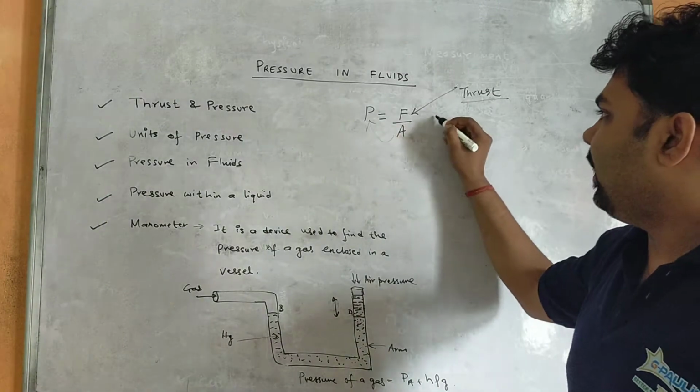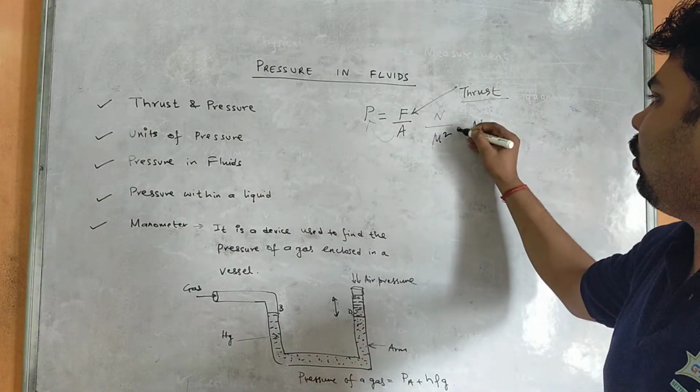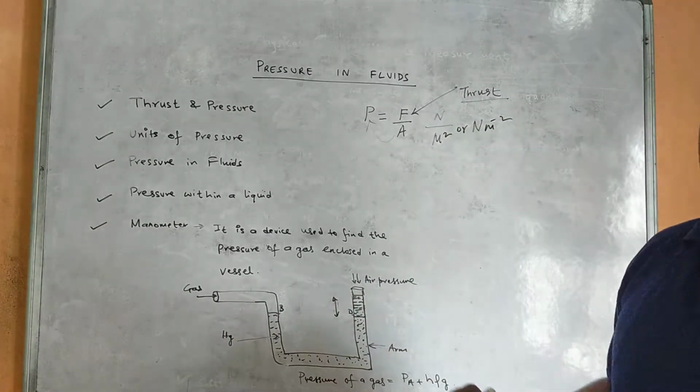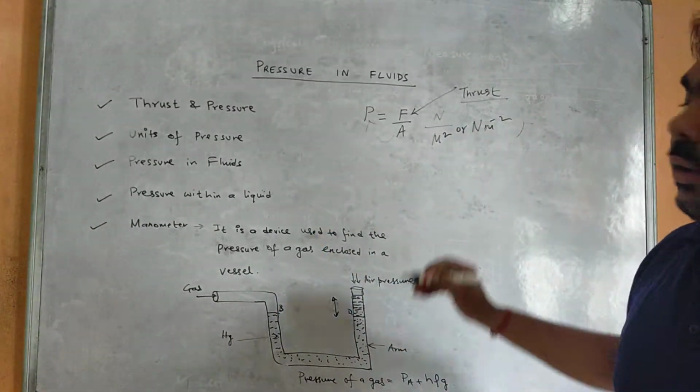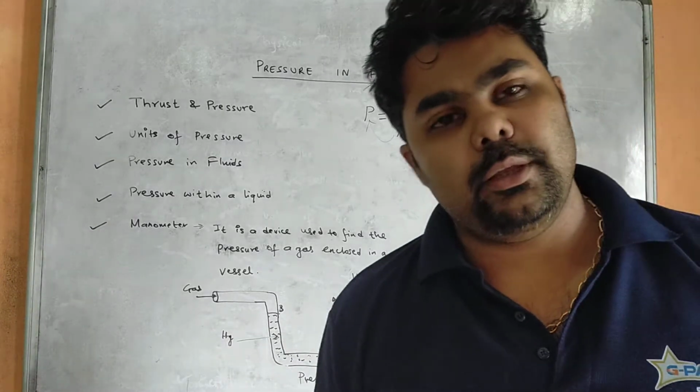Now what is the unit of pressure? Force is in Newton, and area is in meter square. That means Newton per meter square. This is the SI unit, or we can say Pascal, that is Pa, denoted by capital P, small a.